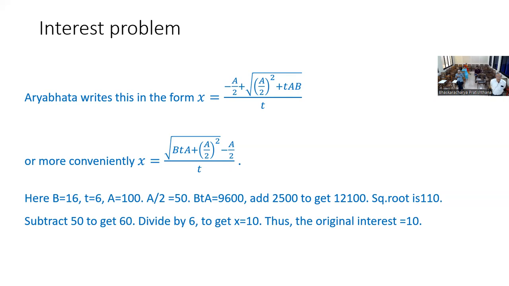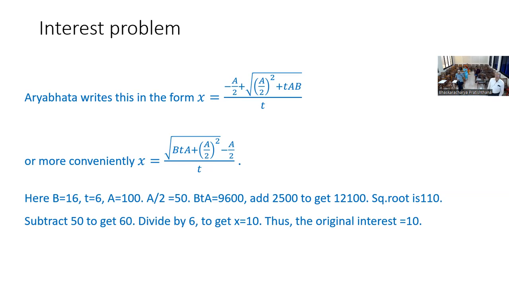Now in our problem, capital B equal to 16 is given to you, 6 years time is given to you, and capital A is 100, that is the original sum. Now he calculates A by 2, which is equal to 50. BTA, that product, is 9600. Add the square of A by 2 to that: 50 square is 2500. Then one gets 12100, and the square root of this number is 110.